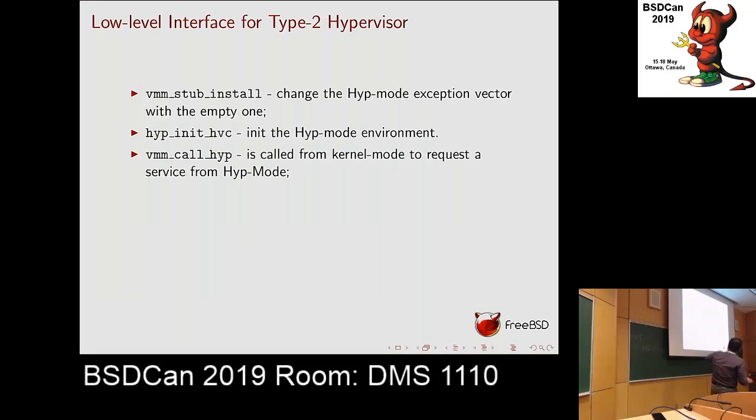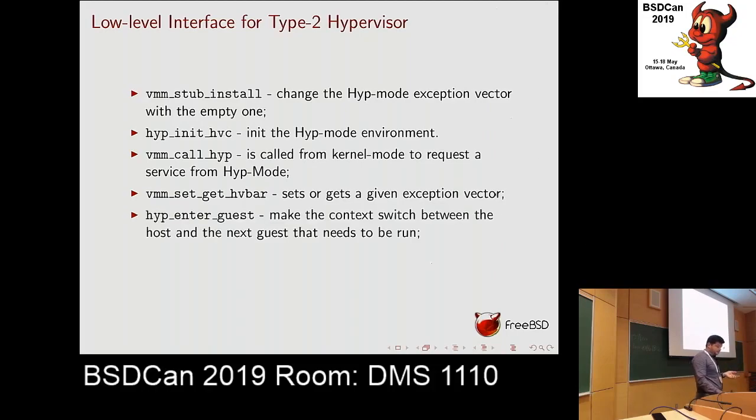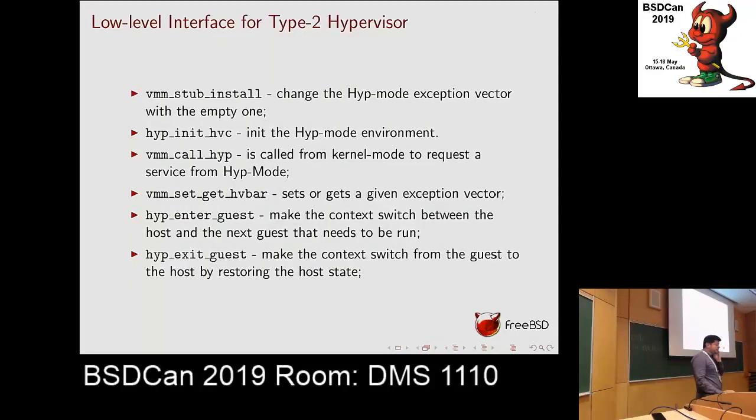Then we have, and this is very important, vmm_call_hyp. This is the function which basically calls a service routine from the hypervisor mode. Underneath this function, basically we have an HVC call. It is nothing special. We have vmm_set_get_hyp_bar. Basically this routine sets and gets the current exception vector. And we have the two functions, hyp_enter_guest and hyp_exit_guest, which basically do the context switch, save the guest state, and restore the guest state.